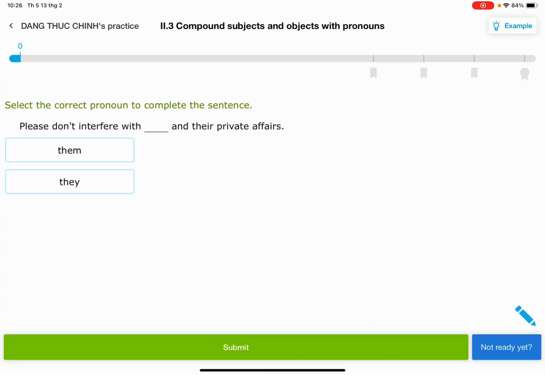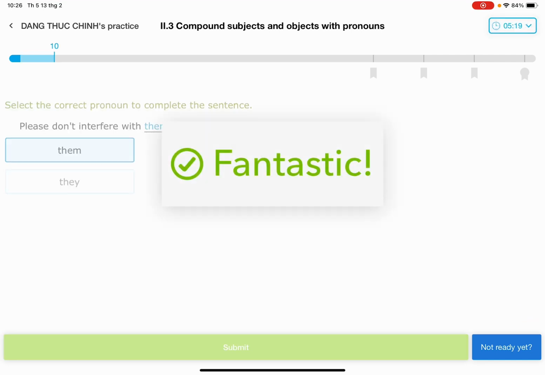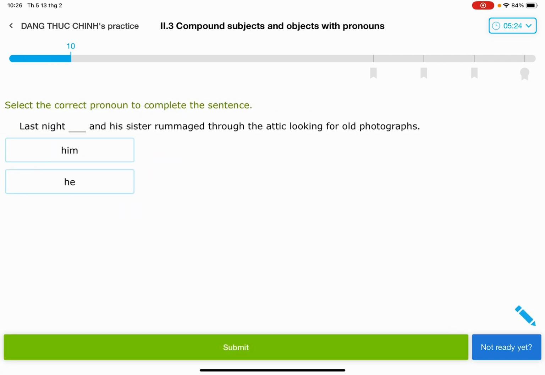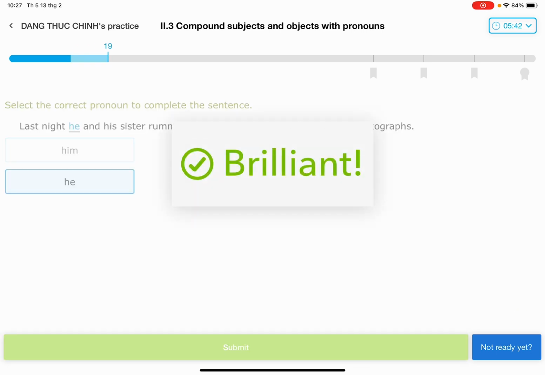Please don't interfere with them and their private affair. Last night, him and his sister, okay, last night. I think it's going to be he and his sister because when we use him, the object pronoun, it has to come after an action verb. So, yeah.